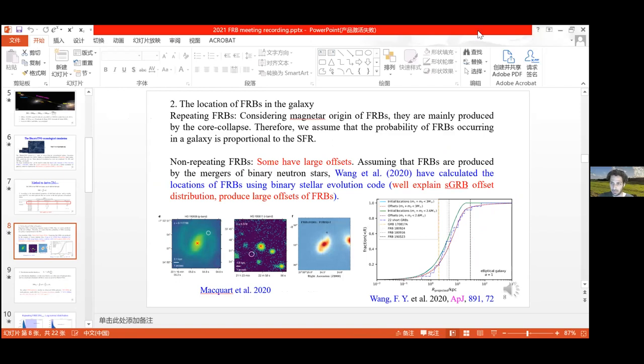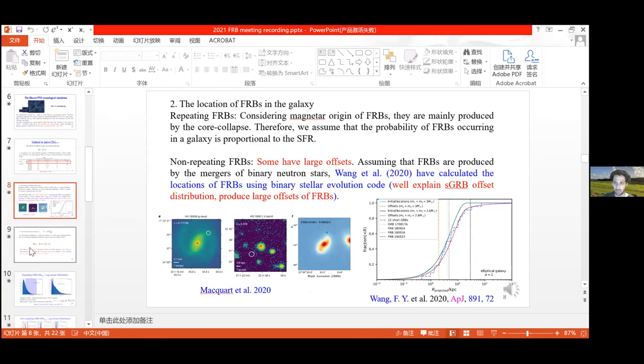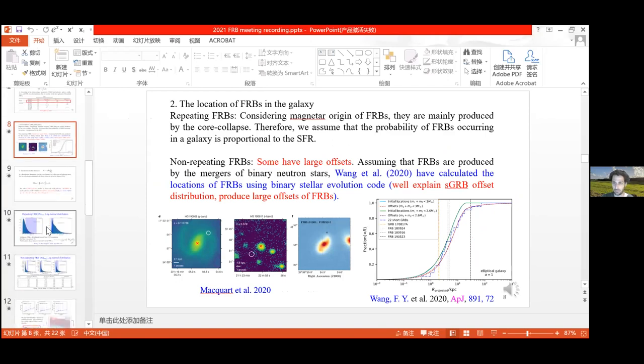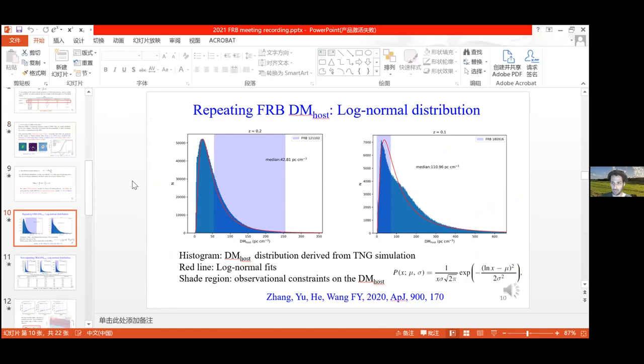It seems that the observed host DMs of current localized FRBs are quite different from the mean value of the log normal distribution from IllustrisTNG simulations, especially for repeaters. How do you explain the inconsistencies? What does that mean? Does that mean we should be very cautious when using the simulation results to do cosmology?